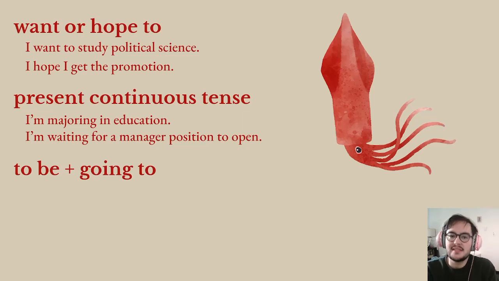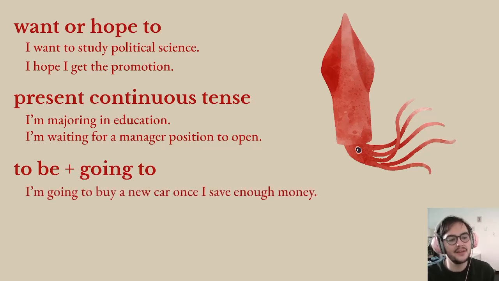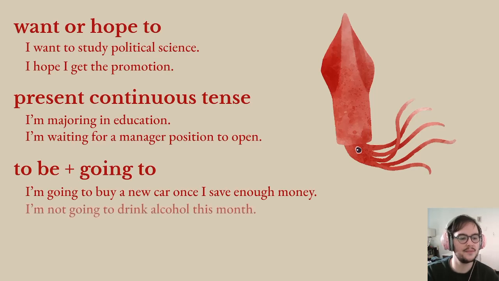Also a present continuous tense. It's to be and an ing verb, but it's a very common phrase, so I wanted to include it as its own category, and that's I'm going to. I'm going to buy a new car once I save up enough money, or you are going to. He is. Steve is going to buy a new car.